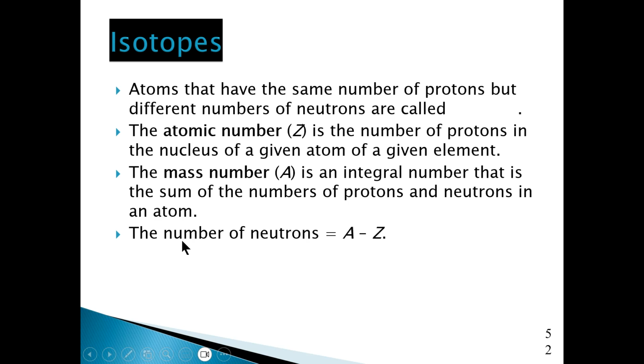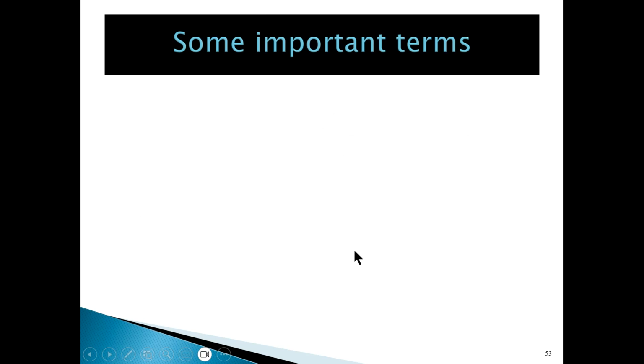Now, we can determine the number of neutrons based on the difference between the mass number and the atomic number. So as stated here, the number of neutrons would be equal to the mass number A minus the atomic number Z, and that's basically it. That's how you get the particular number of neutrons for a particular isotope.